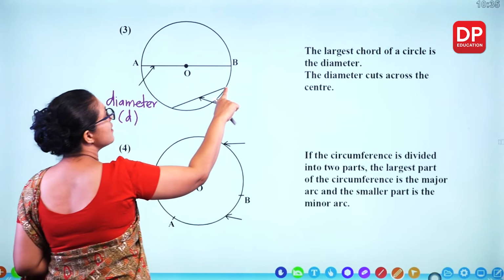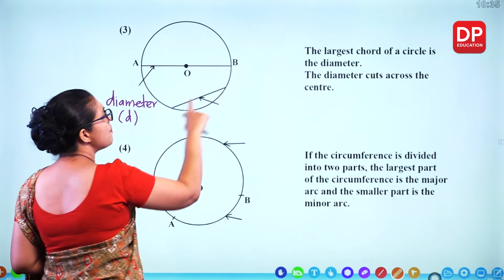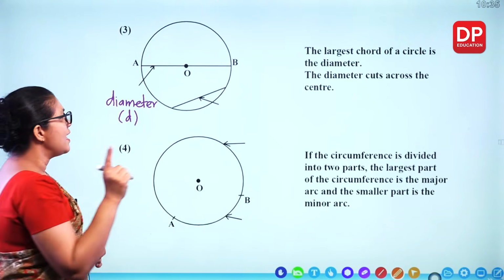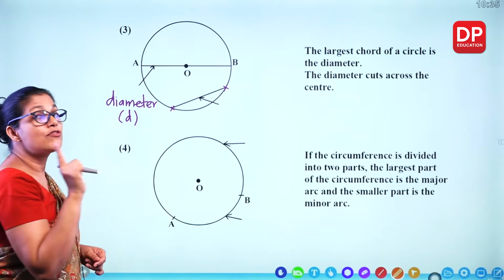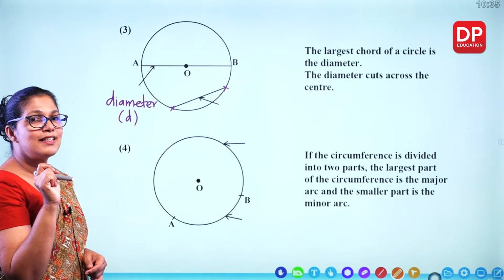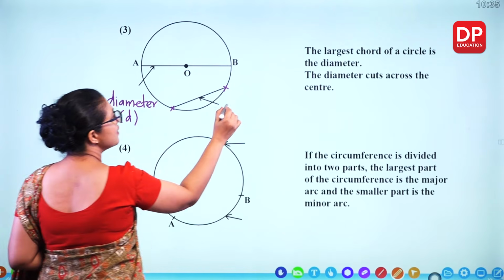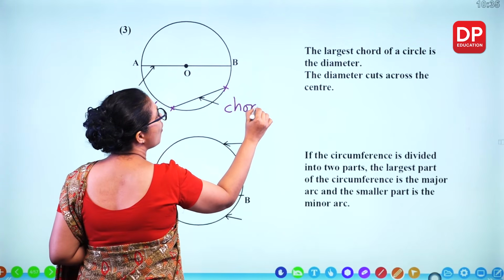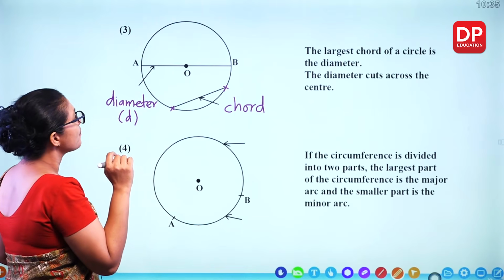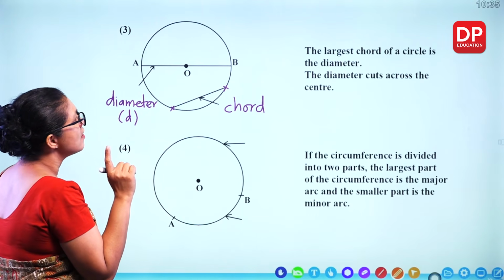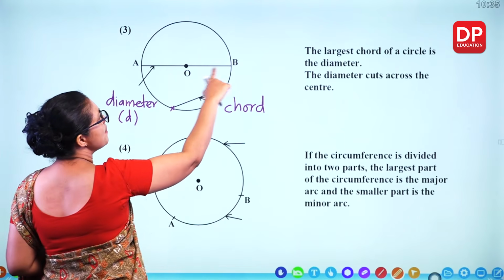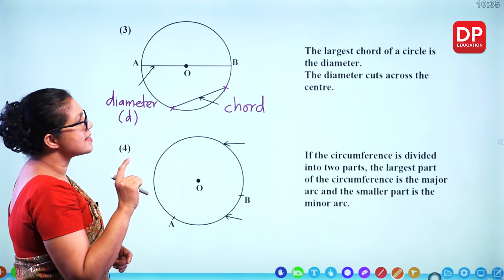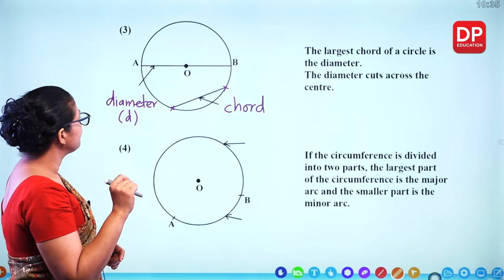What is this one? Not passing through the center. Any 2 points on the circle connected, but that line is not passing through the center. What do you call that? Chord. We call it chord. The largest chord of a circle is the diameter. The diameter cuts across the center.